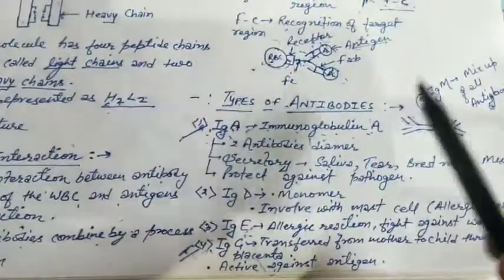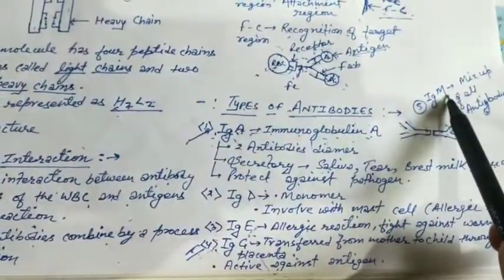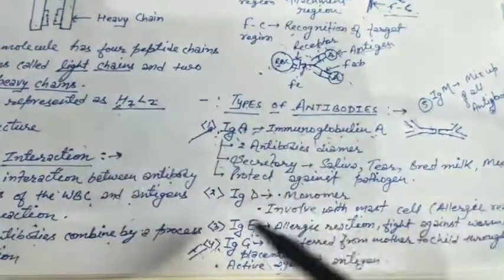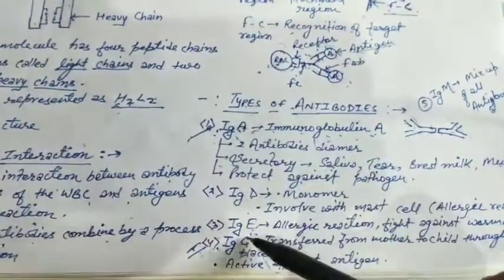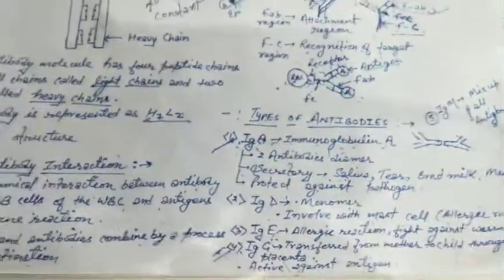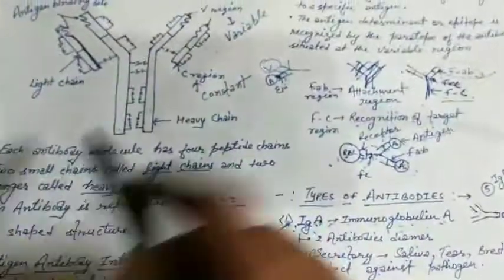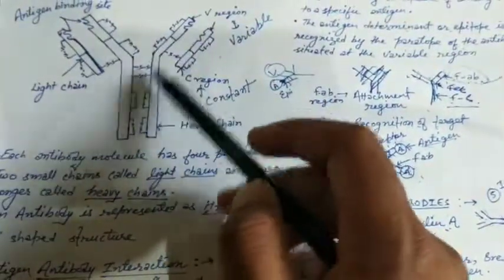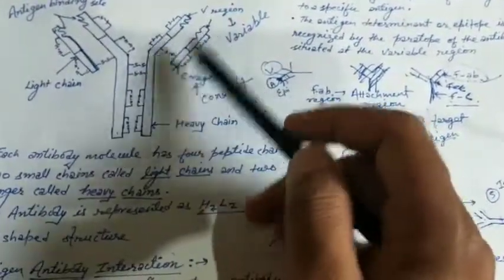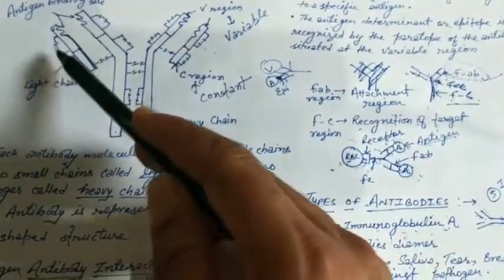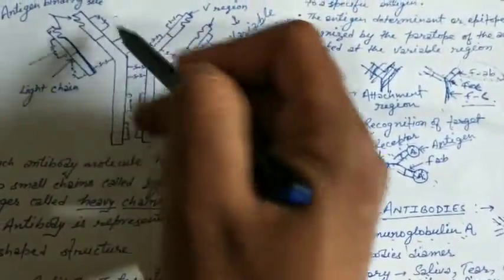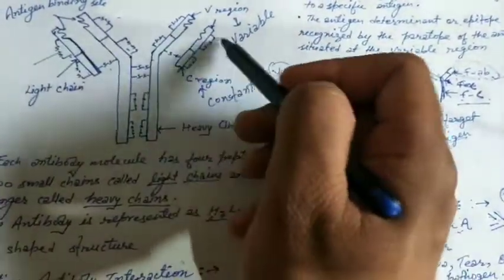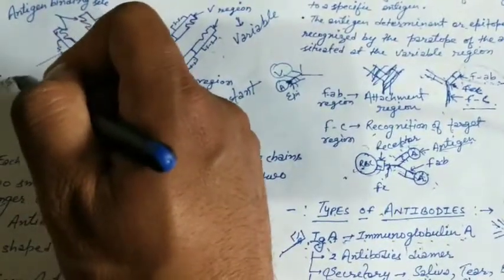The last one is IgM, immunoglobulin M. It is usually the mix of all the antibodies. It means IgM includes IgA, IgD, IgE and IgG. One more thing you have to know: in the structure of an antibody, these molecules get connected by disulfide bonds. In all places, this is connected through a disulfide bond.